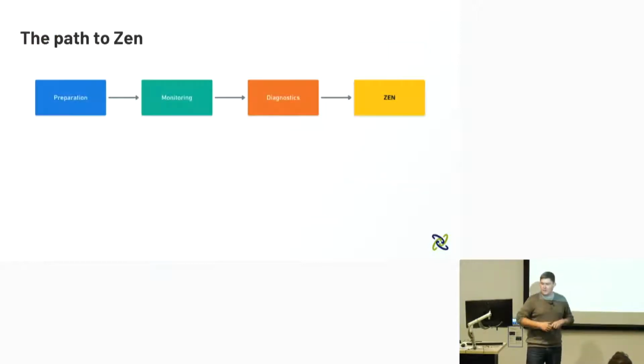So hopefully what we'll go through is a little bit of a path to Zen. From what I see, and from a WordPress hosting perspective, this is how I think it's best organised. We start with the preparation side. We start with monitoring. There's normally quite a bit of diagnostics that go on when there are issues, and this is where we'll focus the talk. And then hopefully you reach that nice Zen point where you're nice and calm when things do go wrong.